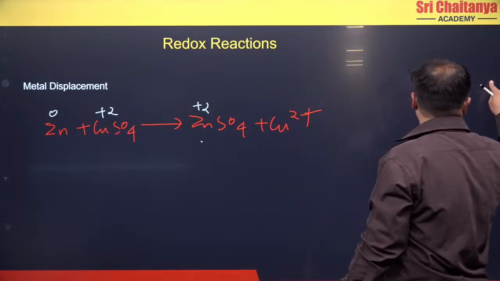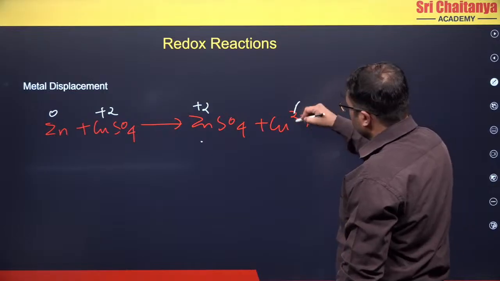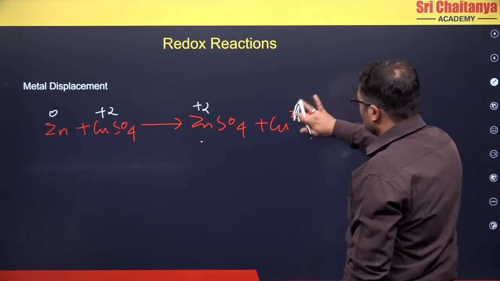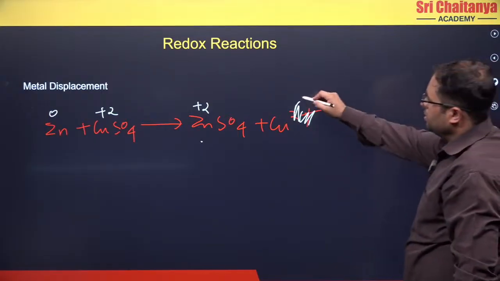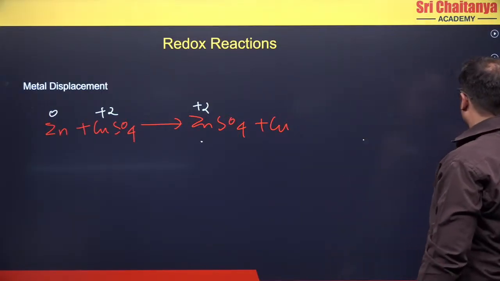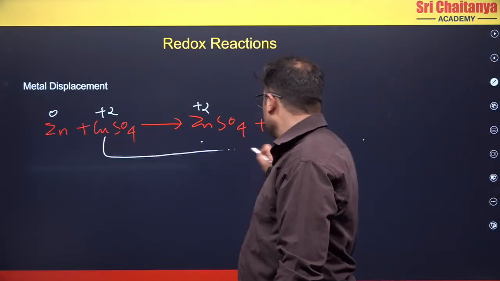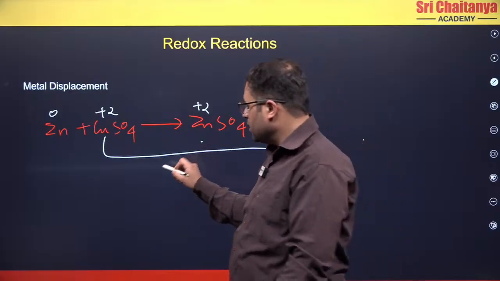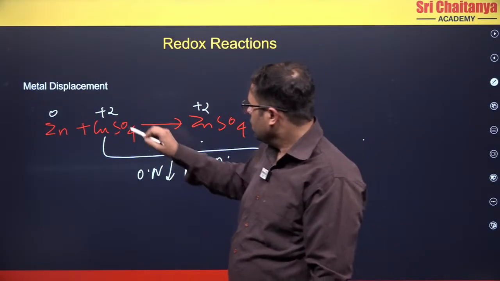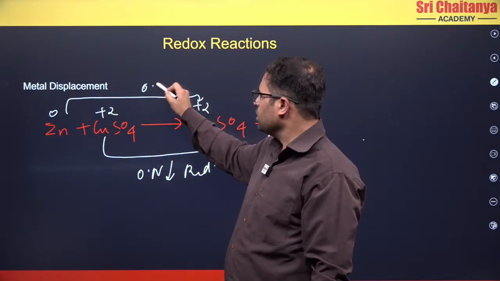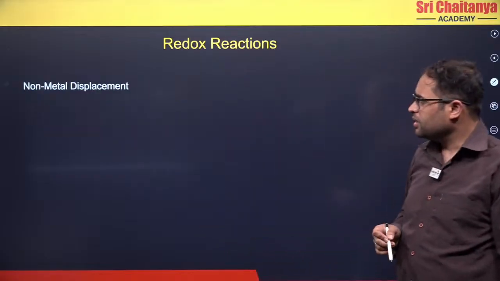Sorry, here it will not be +2. Just let me remove this. Sorry. Why am I not able to select the eraser? Yeah, this is copper, sorry. 0. Right? So from here to here, what is happening? The oxidation number decreases, so there is reduction. Here 0 to +2, oxidation number increases, so this is oxidation. A metal is just replacing.